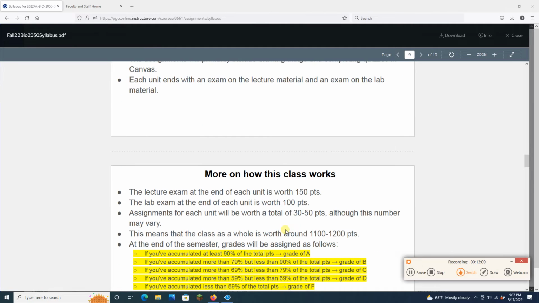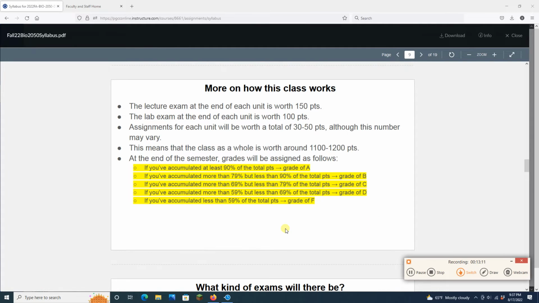All right. Each lecture exam is worth 150 points. Each lab exam is worth 100 points. Assignments are going to vary. Kind of depends. I'm imagining, though, by the end of the semester, we're going to have around 1,100, maybe 1,200 points. Might be a little bit high.